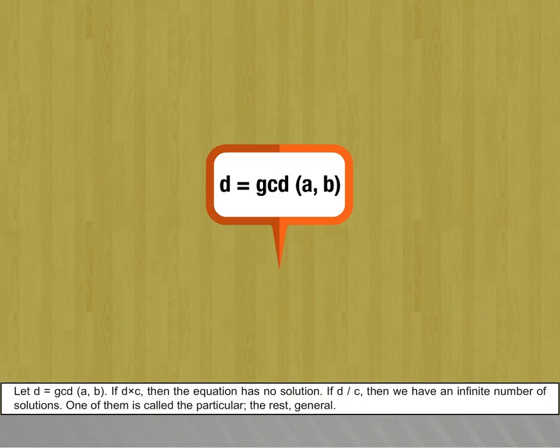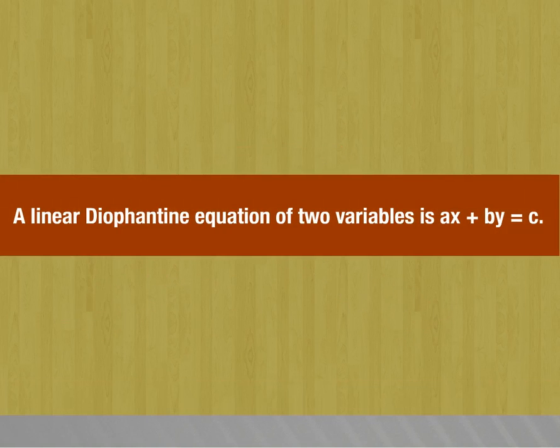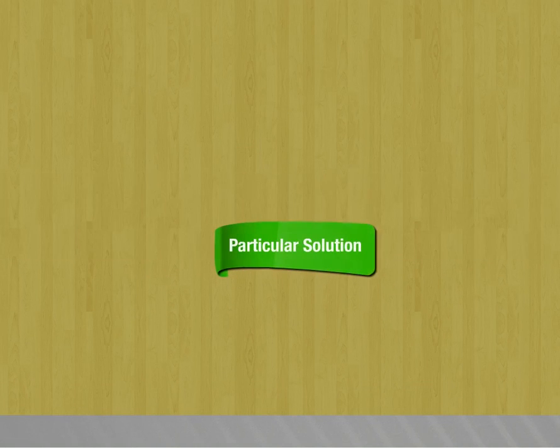Let d be equal to GCD(a, b). If d does not divide c, then the equation has no solution. If d divides c, then we have an infinite number of solutions. One of them is called the particular solution, the rest general. A linear Diophantine equation of two variables is ax plus by is equal to c. Particular solution.